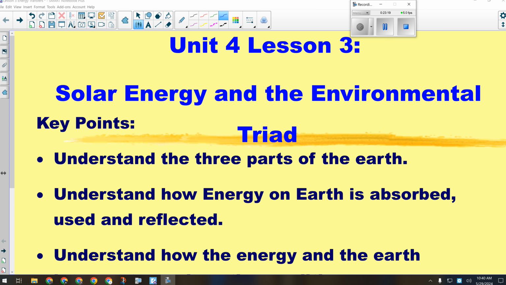We're going to look at the 3 parts of the Earth first. The Earth is broken up into the lithosphere, the rocky solid part of the Earth; the hydrosphere, all the water, whether ice, liquid water, or water vapor; and the atmosphere, all the gases that surround the Earth. The atmosphere is our biggest focus. The reason is that the atmosphere is most responsible for energy transfers on Earth, because it's the most fluid of the 3 parts.